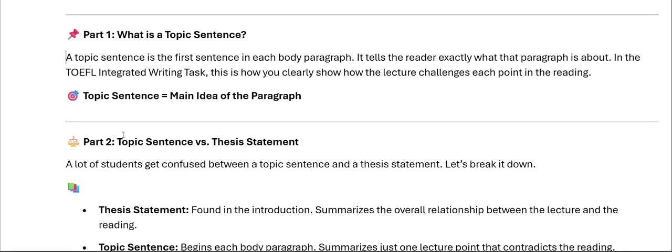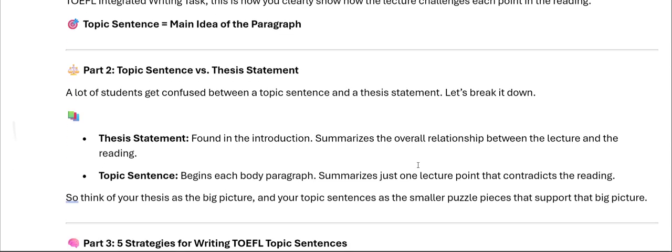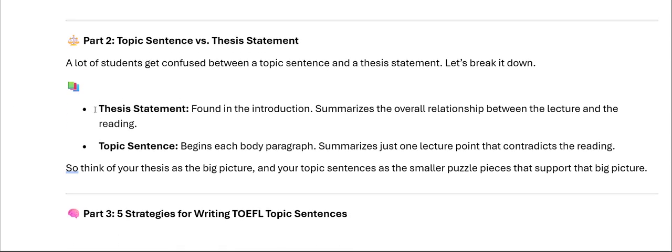Let's talk about topic sentences versus thesis statements. A lot of students get confused between a topic sentence and a thesis statement, so let's break it down. Thesis statements. They're typically found in the introduction. They summarize the overall relationship between the lecture and the reading. A topic sentence begins each body paragraph. It summarizes just one lecture that contradicts the reading. So think of your thesis as the big picture, and your topic sentences are the smaller puzzle pieces that support the big picture.